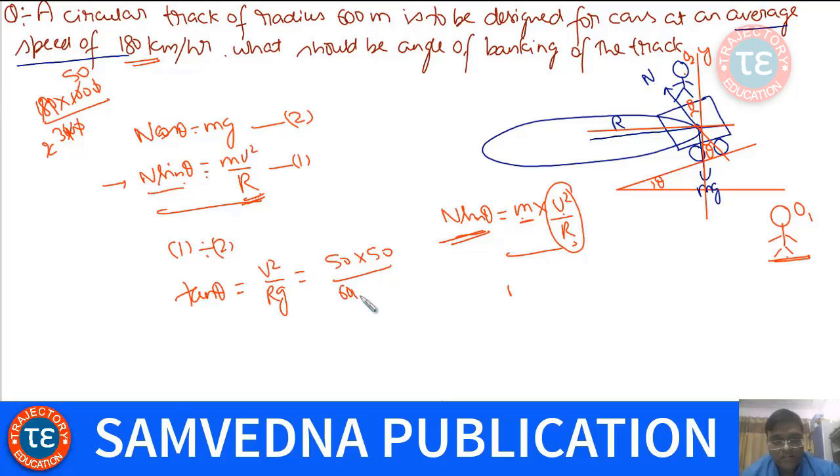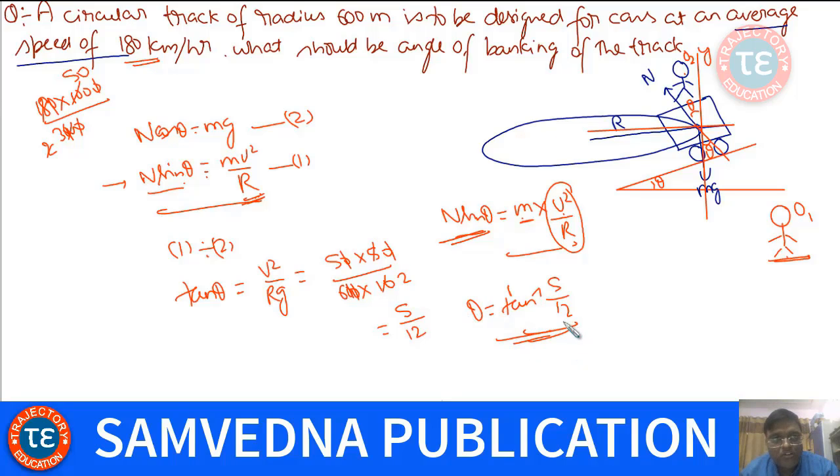And radius is 600 meter and g is 10. So this is going to be 25, or this will be 2.5 upon 12... so 5 upon 12. So theta is tan inverse 5 upon 12. Alright, so this is how we can do it.